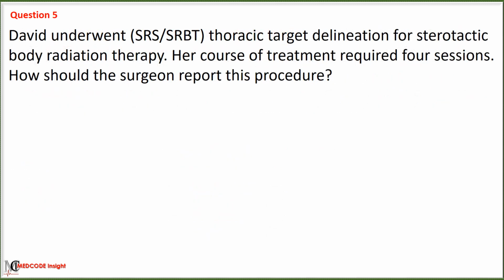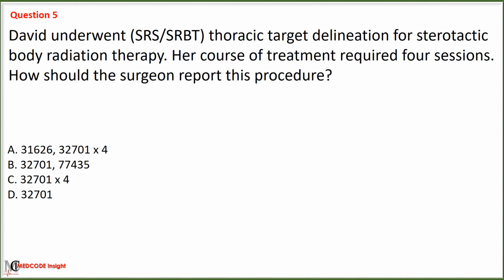David underwent thoracic target delineation for stereotactic body radiation therapy. Her course of treatment required 4 sessions. How should the surgeon report this procedure? Option A with codes 31626, 32701 times 4. Option B with codes 32701, 77435. Option C with code 32701 times 4.